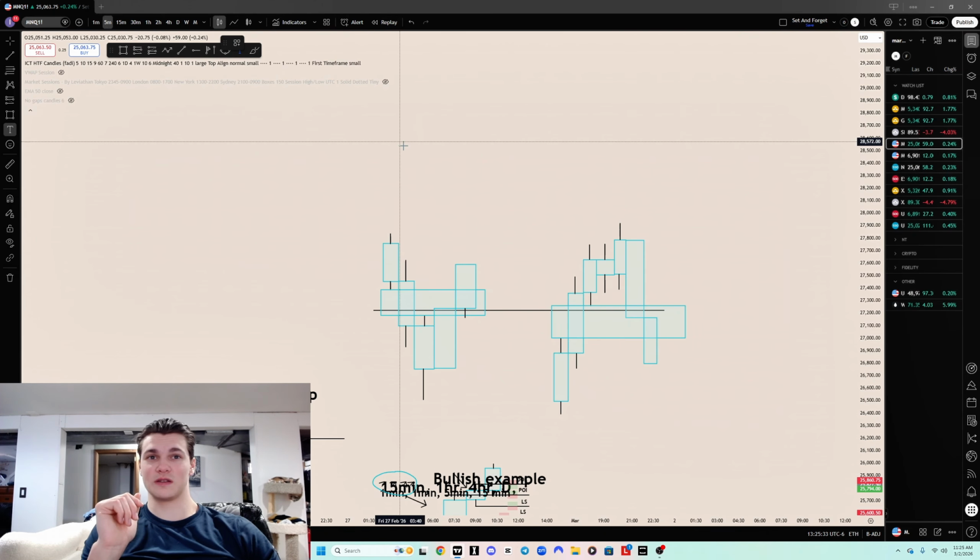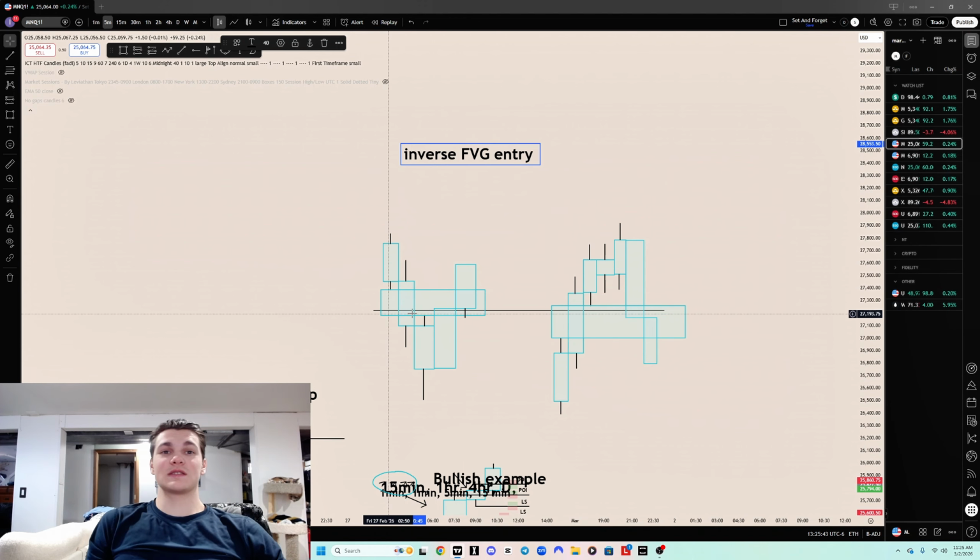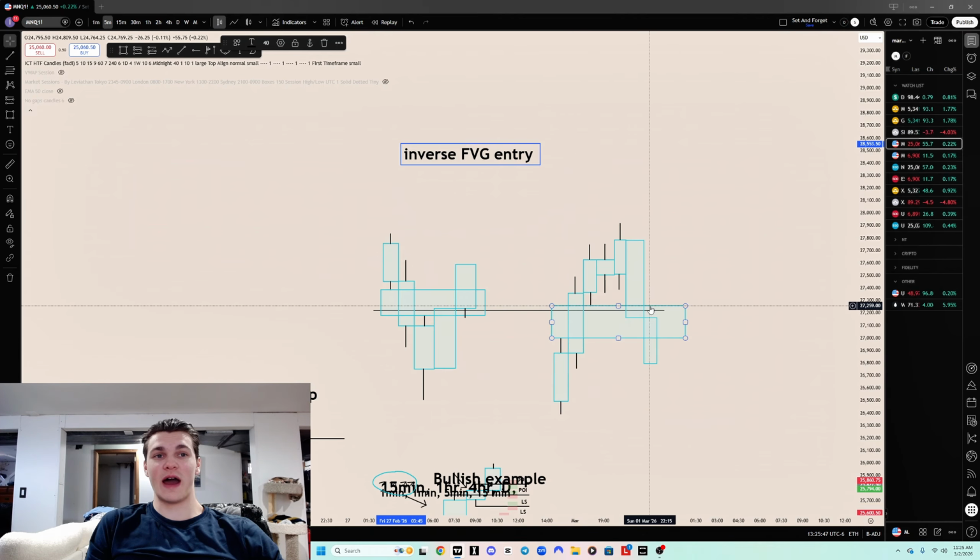So I can write this down if you want to write. If you're writing this in a notebook: inverse fair value gap entry. And why these gaps in the market are really good, not just for entries, but for higher time frame.